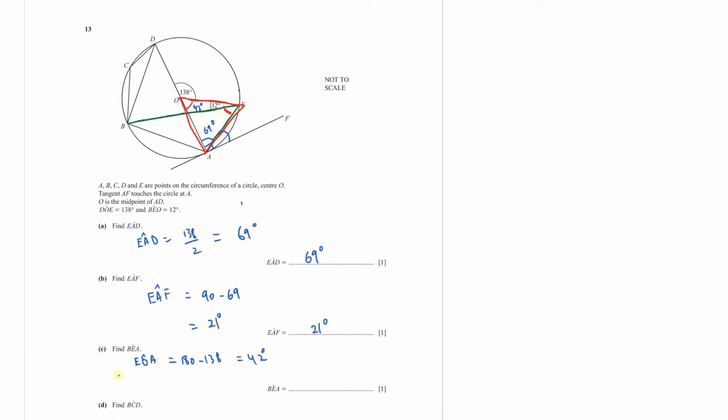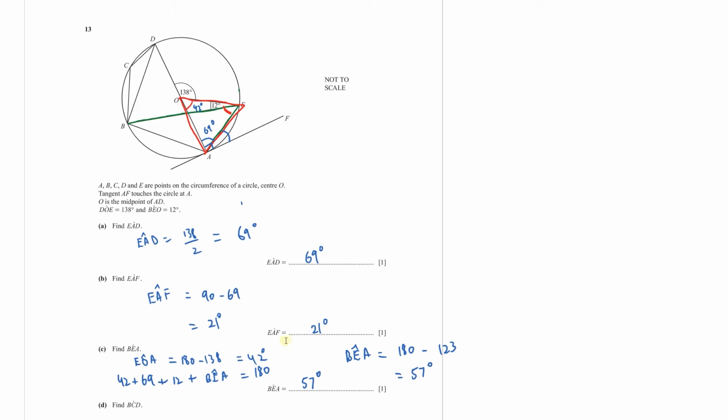triangle is 180. So 42 plus 69 plus 12 plus BEA will be 180. So this will be 60 plus 40 is 100, 110, 114, 123. So BEA will be 180 minus 123, which is 57 degrees. So BEA is 57 degrees.